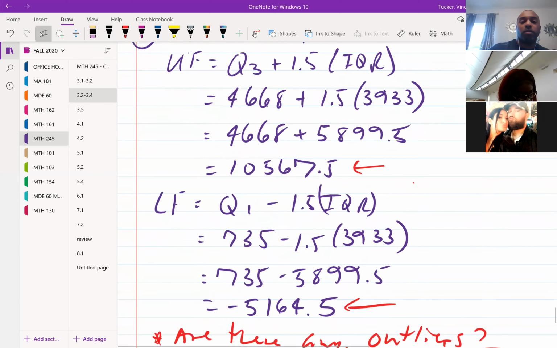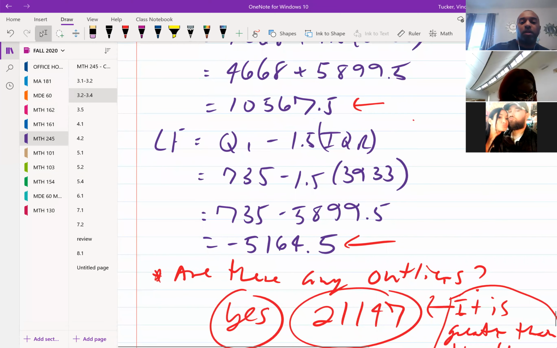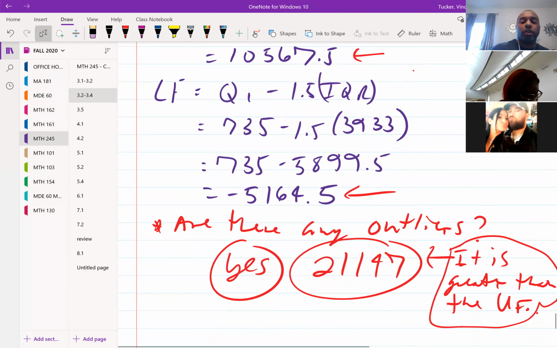All right, can I scroll up? So we will use this to determine if there are any outliers. So you ask yourself, are there any outliers? The answer is yes, because the 21,147 is greater than the upper fence. It's greater than the upper fence.